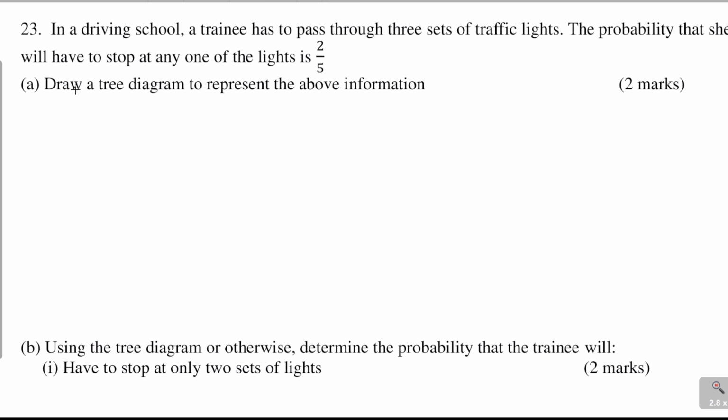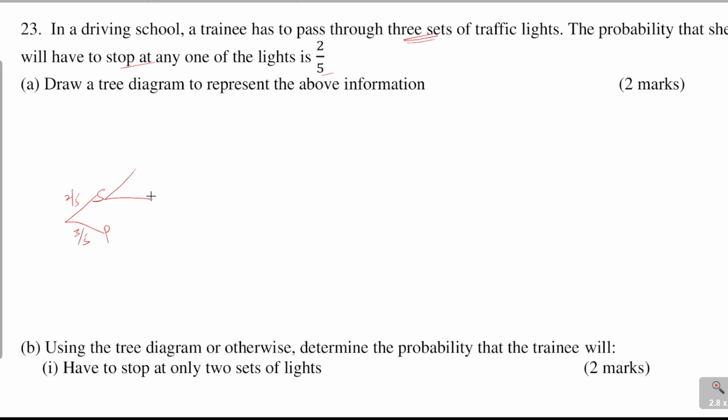So a trainee has to pass through 3 sets of traffic lights. So we shall have 3 branches for that tree diagram. The probability that you have to stop at any one of the lights is 2/5. So this is how I'll draw the tree diagram. This is stopping and this one is passing. Probability of stopping is 2/5. The probability of passing will therefore be 3/5. Remember that the sum of the probability for each branch should give you 1. 2/5 plus 3/5 should give you 1. So that is the first set of traffic lights.